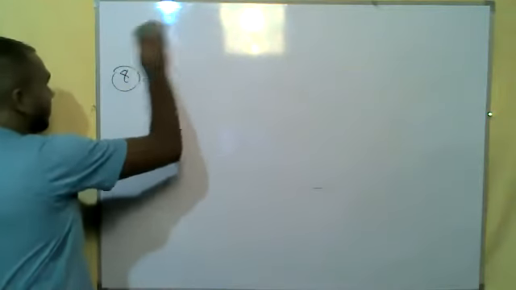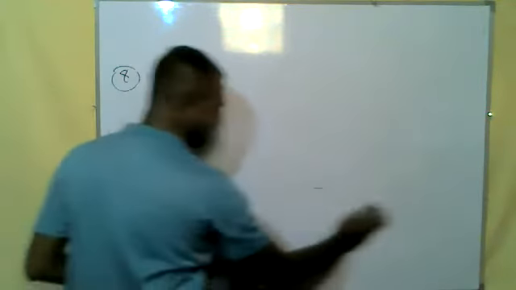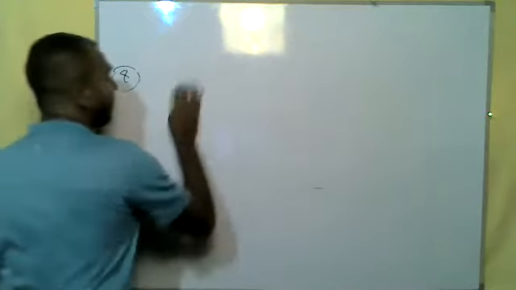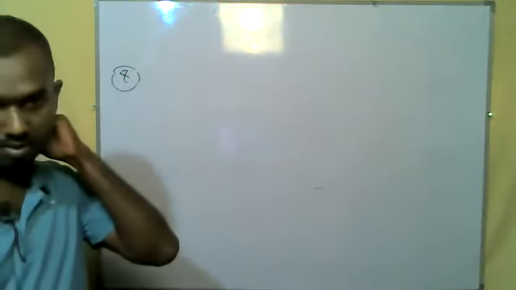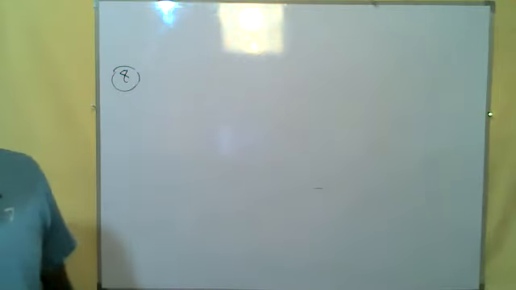Exercise 4D, question number 8. Well, what is question number 8 saying? The forces F1, F2, and F3 act on a particle, and they have given us the three forces. Given that this particle is in equilibrium, determine the value of P and the value of Q.